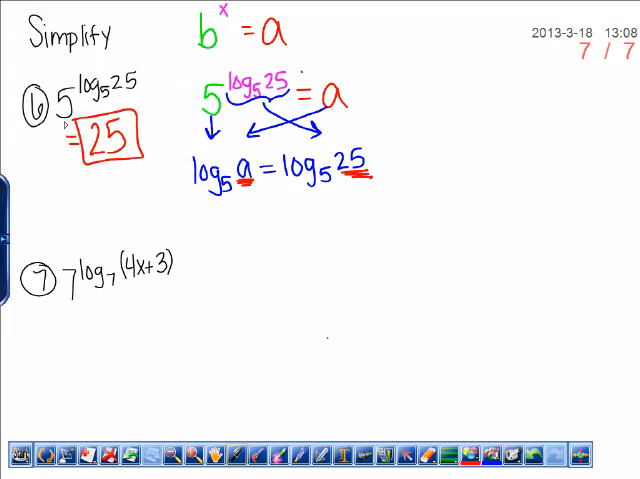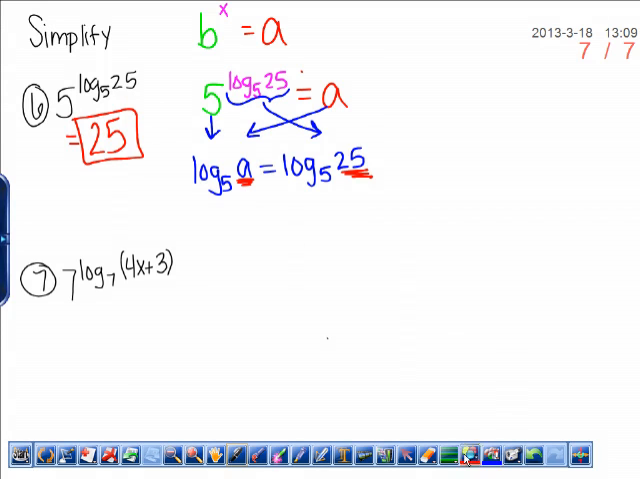So can you see the pattern? No, because A was just an arbitrary variable that I put in there. Because I let A represent this original expression, 5 to the power of log base 5 of 25. So I'm saying this whole expression is A, and I found that A is 25. So the whole expression has to be 25.